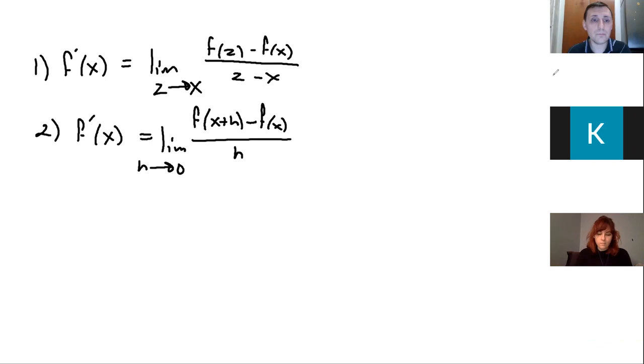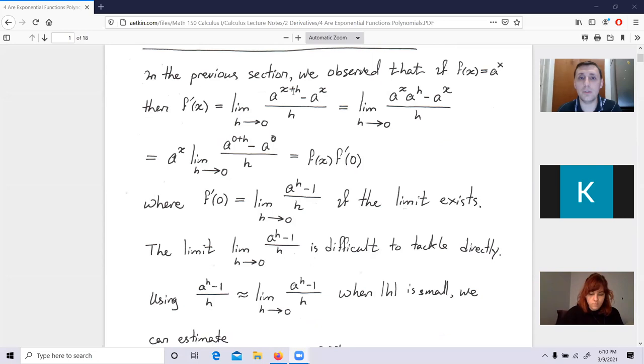And so for the derivative of an exponential function, we began with the second definition. That's the first time where the second definition seems better. And so here you can say that we do that because it seems that if the exponential rules are true, I can factor a to the power of x plus h into a to the x times a to the h minus a to the x. Yes?